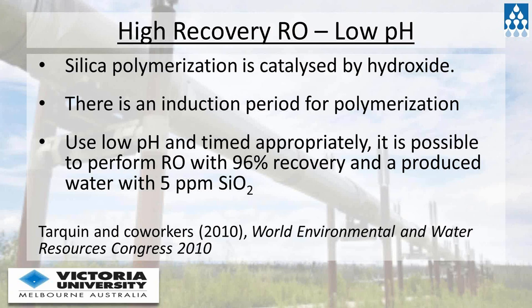So while theoretically silica is more soluble at high pH, we can actually operate at low pH more effectively because we are using that induction period. Taking that low pH and timing it appropriately, Tony's been able to get RO up to 96% recovery and produce water that is still 5 parts per million silica. The reason I add that last bit, of course, is that as we drop the pH, we get a non-ionic silica species mainly present, which means it's more than likely going to pass through the RO system. But we're still getting the sort of rejections that Tony was looking for with these waters. Now, I had said they're timed appropriately.